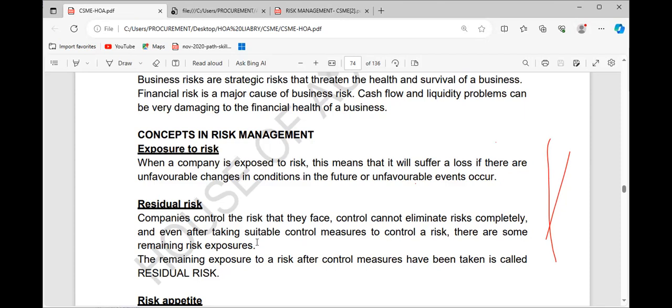Companies control the risk that they face. Control cannot eliminate risk completely. Even after taking suitable control measures to control a risk, there are some remaining risk exposures. That is what we call residual risk. The remaining exposure to a risk after control measures have been taken is what we call residual risk.